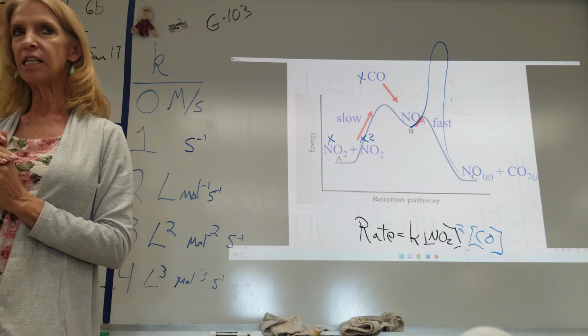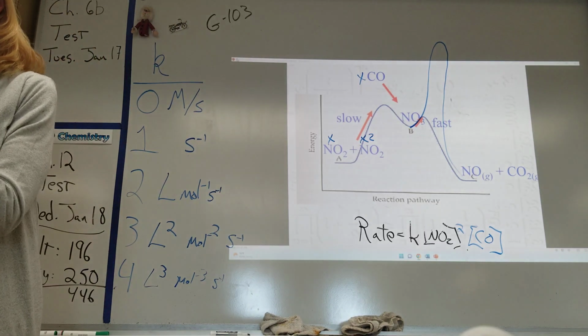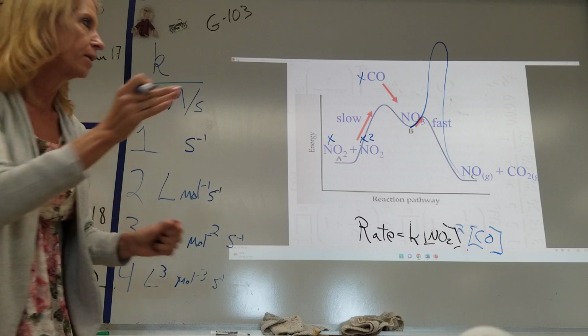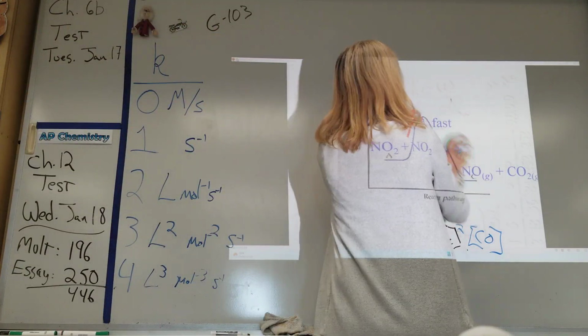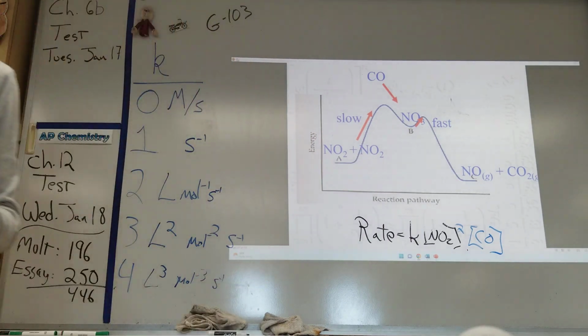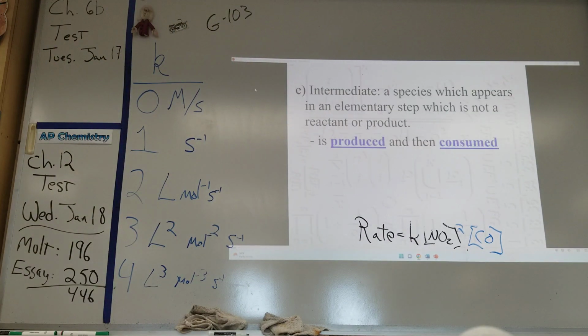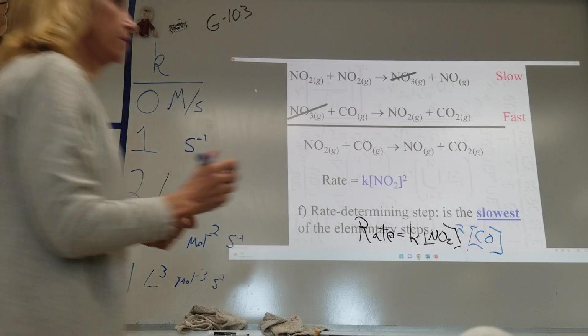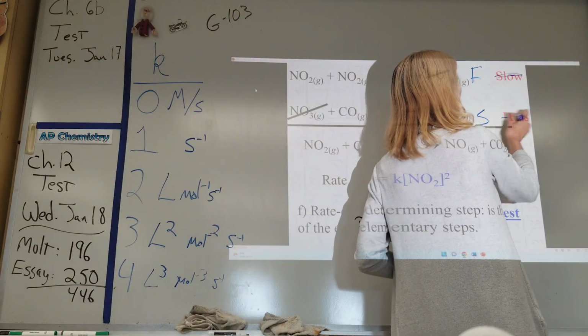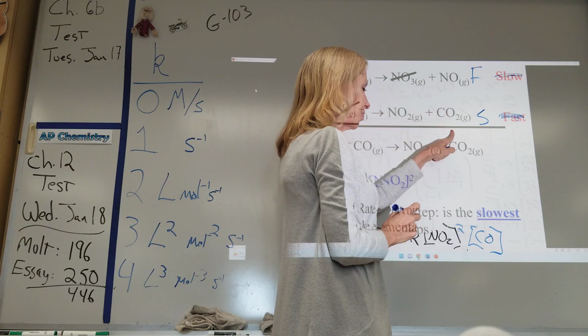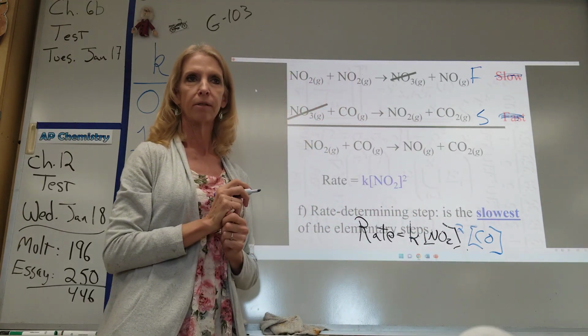The rate law is based on the activation energy, the rate determining step. Now, if this was the graph, if that was the reality of this reaction, then Dr. Doofenshmirtz would label this fast, slow, and if it was fast, slow, then this would be the rate law.